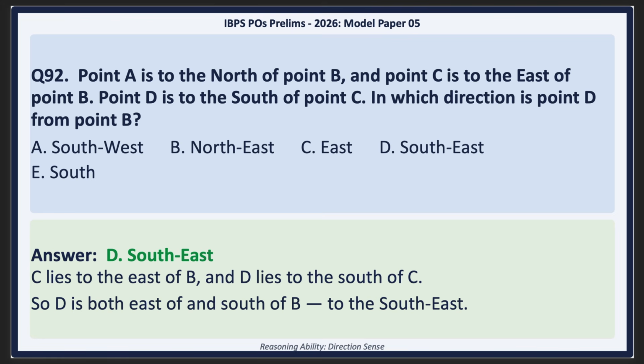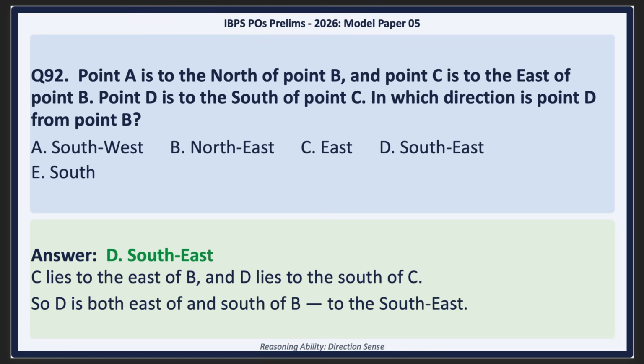Question 92 is purely relational. Point A is north of B. Point C is east of B. Point D is south of C. In which direction is D from B? Well, visualize B right in the center of a compass. C is to the right, east. D is directly below C, pointing south. Since D is both shifted to the east and shifted to the south relative to that center point B, D is firmly to the southeast of B.